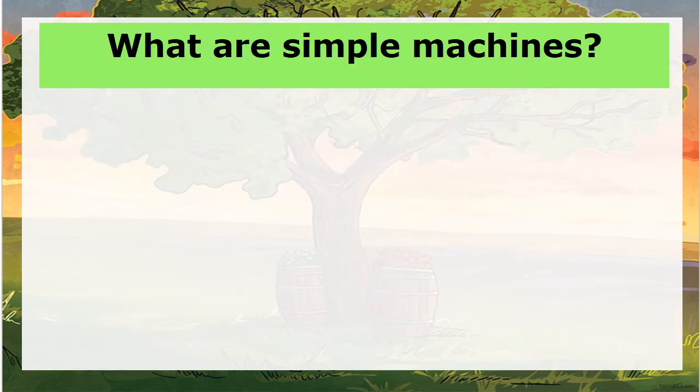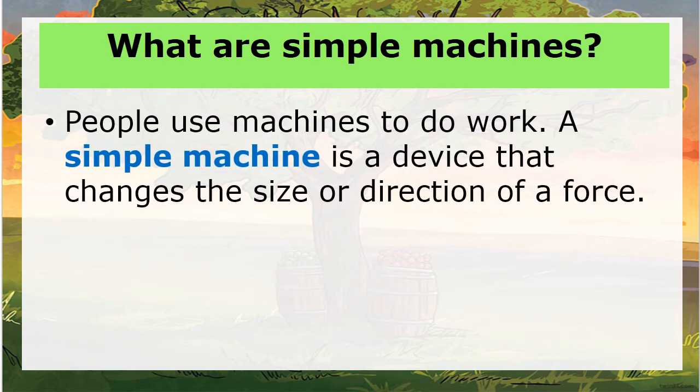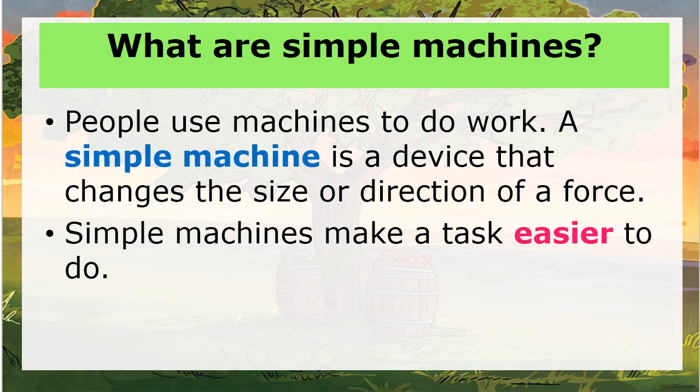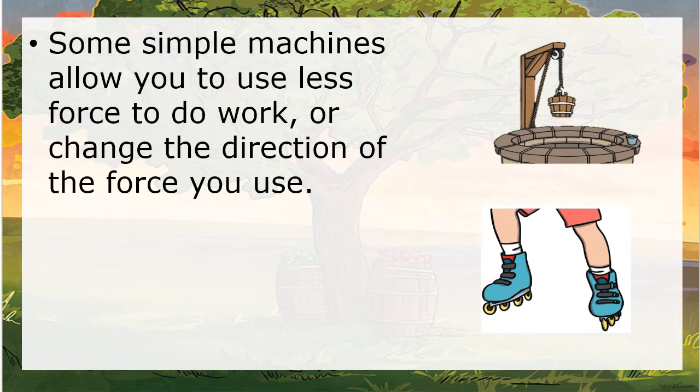What are simple machines? Well, people use machines to do work. A simple machine is a device that changes the size or direction of a force. Simple machines make a task easier to do. Some simple machines allow you to use less force to do work or change the direction of the force you use.